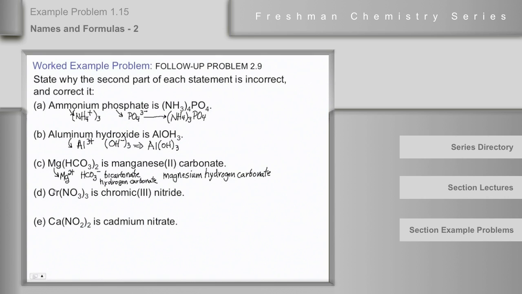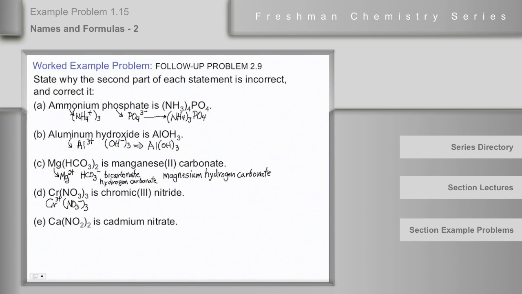Choice D, Cr(NO3) taken 3 times, is chromic 3 nitride. Now, the nitrate ion has a single negative charge, and if there are 3 of those, the metal ion, the positive ion, must have 3 positive charges, so Cr3 plus.